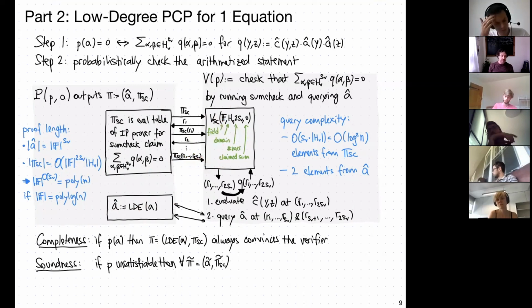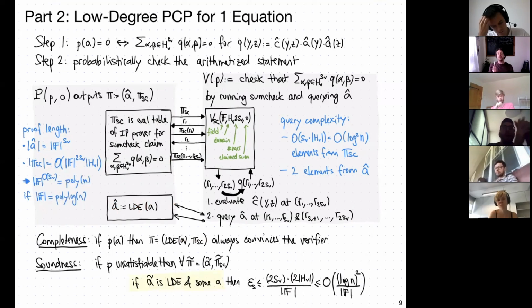And in terms of soundness, if it is unsatisfiable, and we assume low degree structure, so if we say that the prover really sent a low degree extension, and this is why this is a low degree PCP, because we're taking for granted for a second that it must send a low degree extension, then by the soundness analysis of the soundcheck protocol, we'll get this soundness, which is again the dimensionality times degree over the size of the field, and that's essentially what we want.